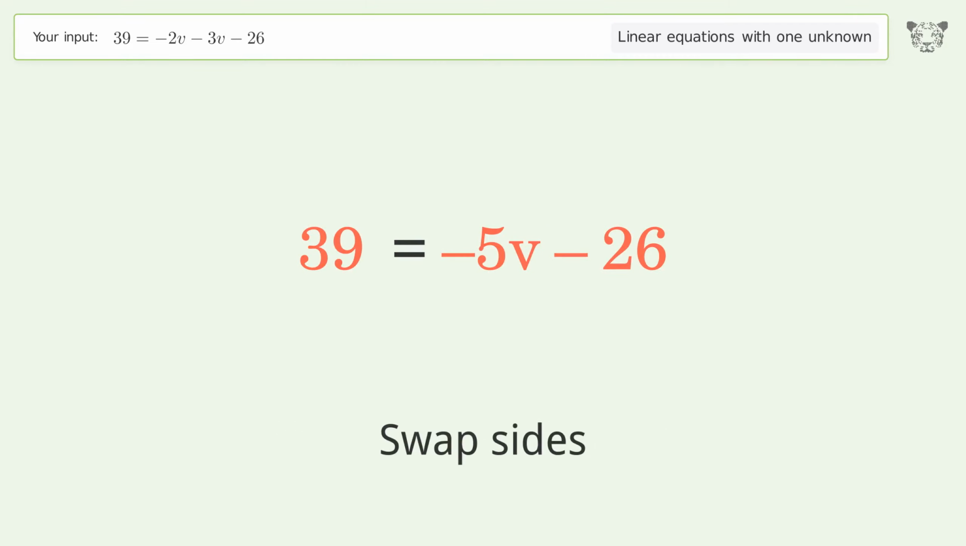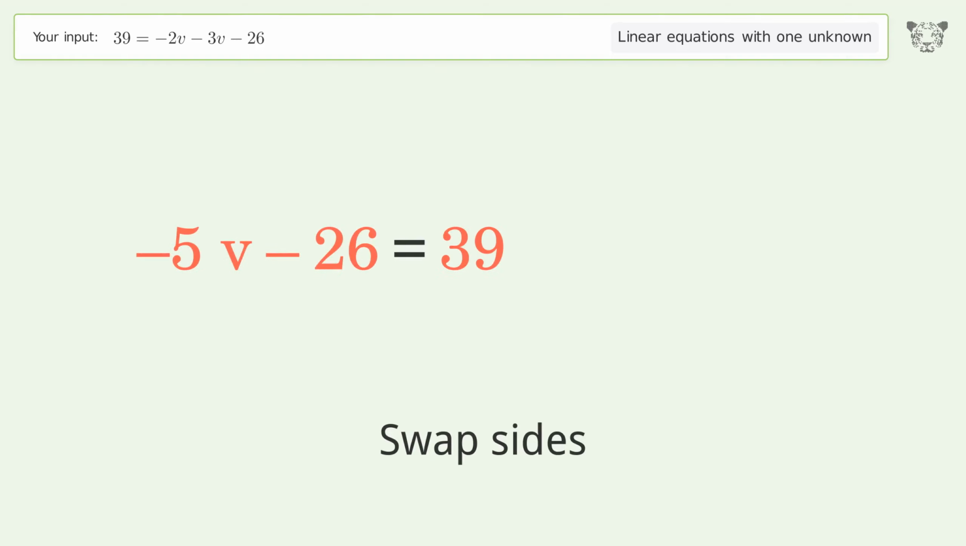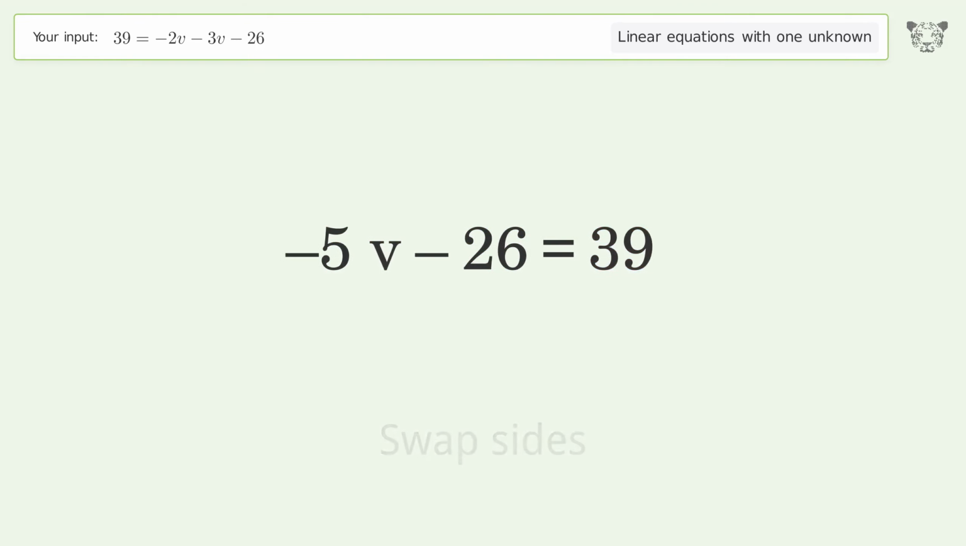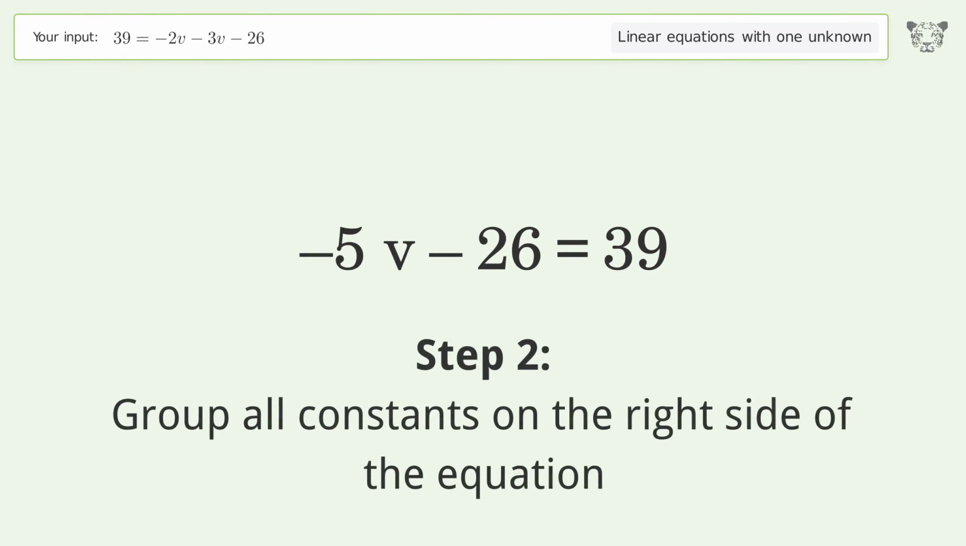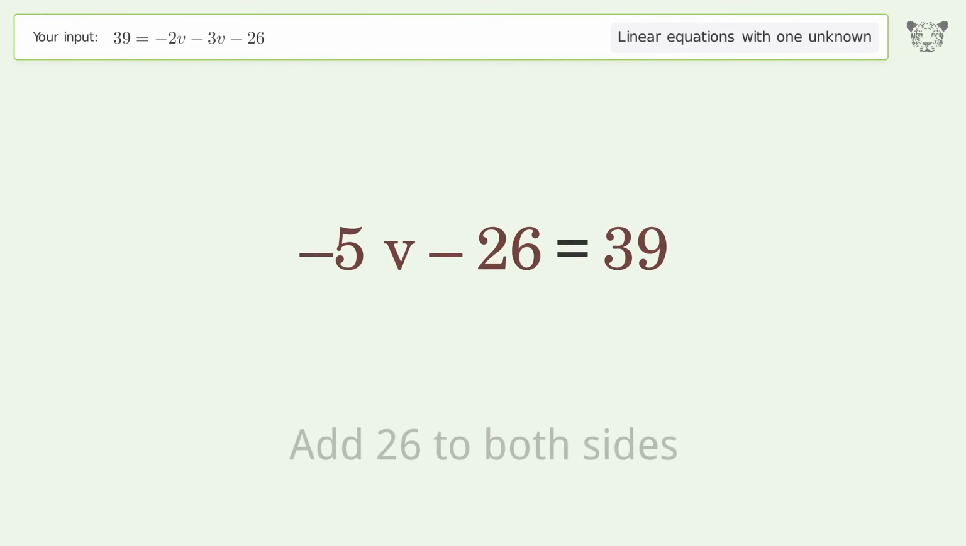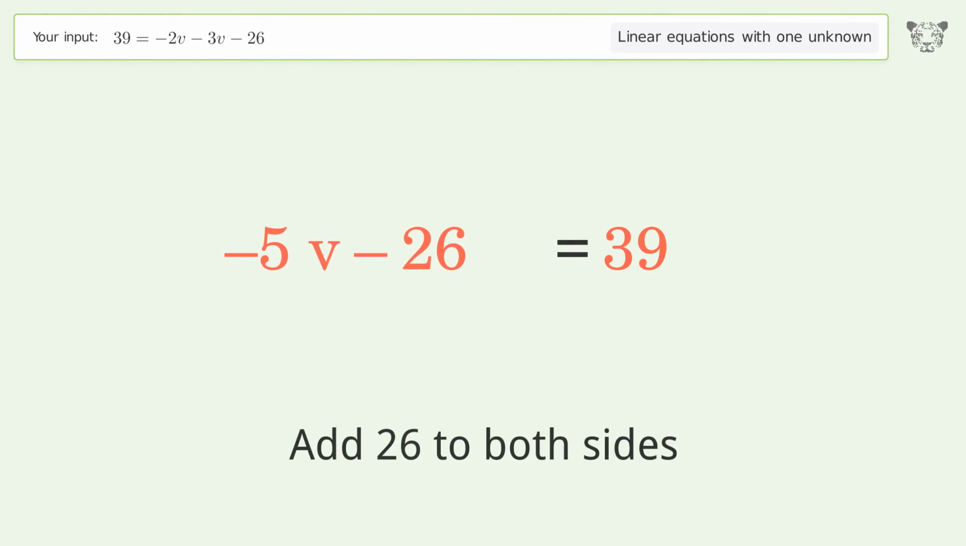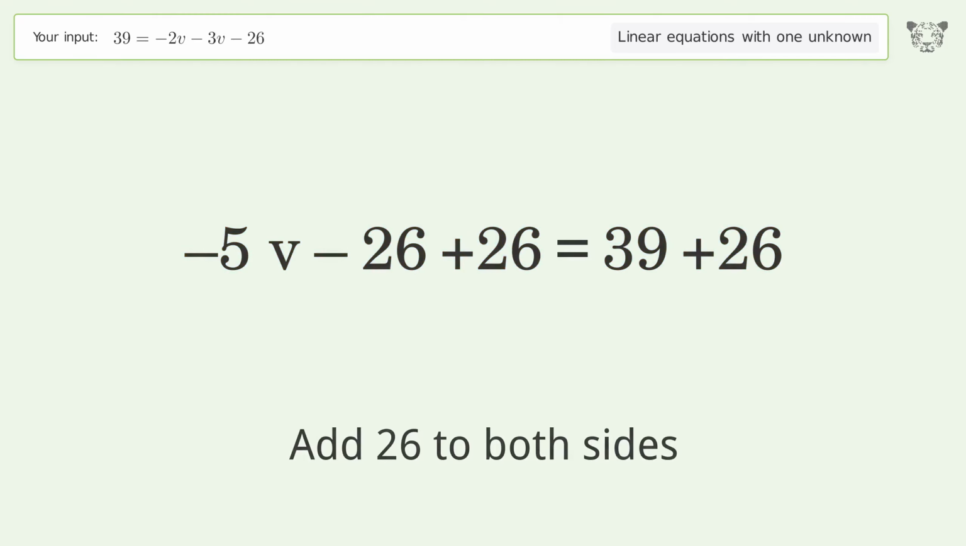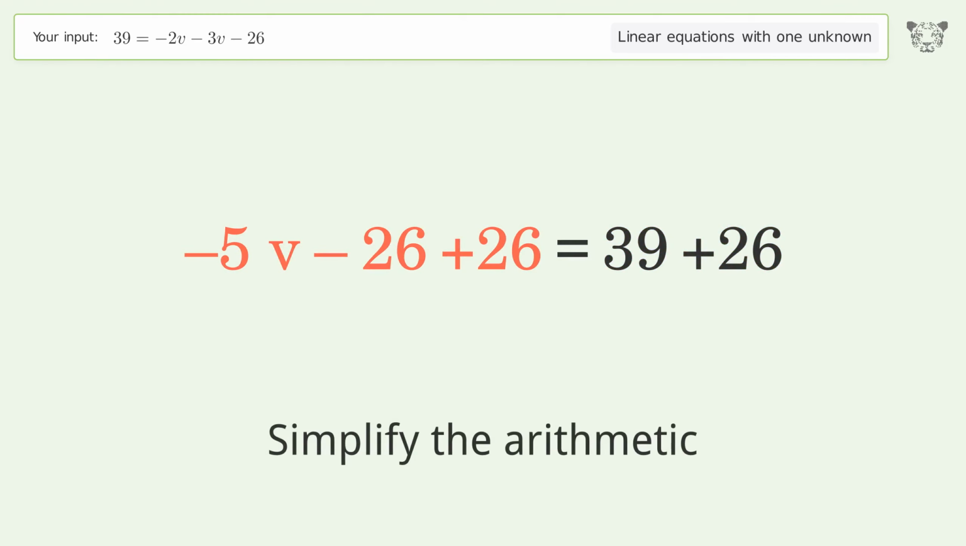Swap sides. Group all constants on the right side of the equation. Add 26 to both sides. Simplify the arithmetic.